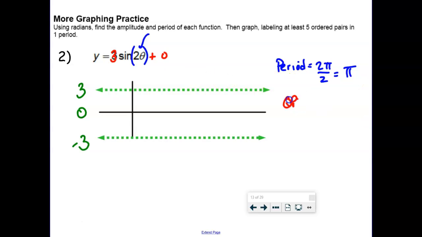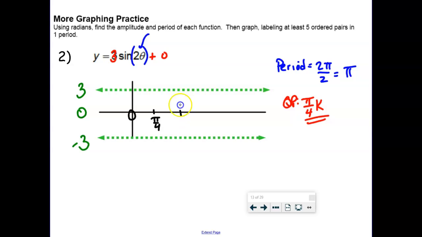Take that period and quarter it. So pi quartered would be pi over 4. This is what you're counting by. So every time I make a mark, I'm going to add another pi over 4, starting from 0. So my first mark is going to be pi over 4. And then my next mark should be 2 pi over 4, which you can write down, but you're going to have to fix in a minute.